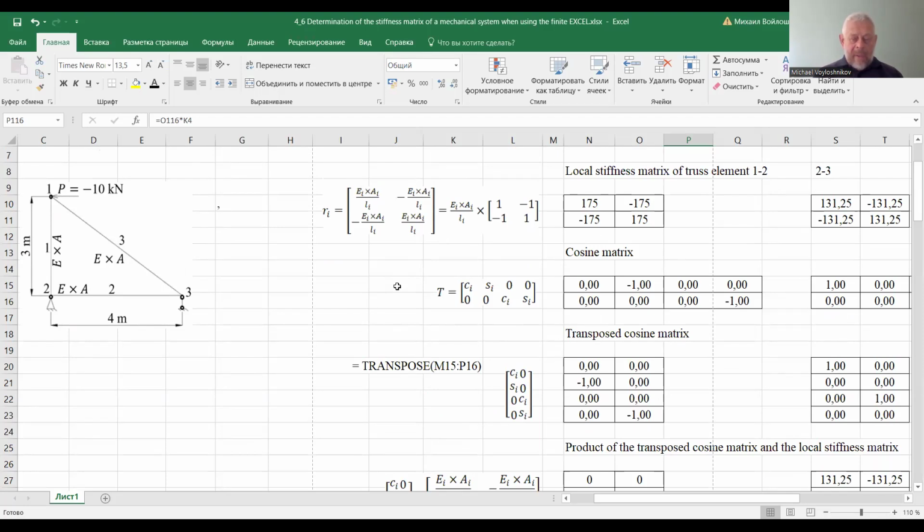So now let me return back to the presentation and briefly repeat the sequence of finding the decision of the flat truss by the finite element method in Microsoft Excel.